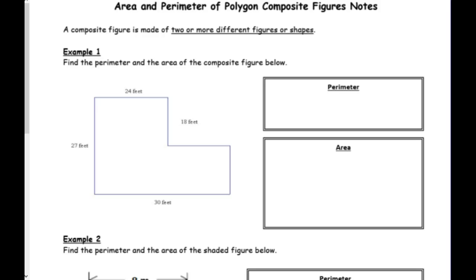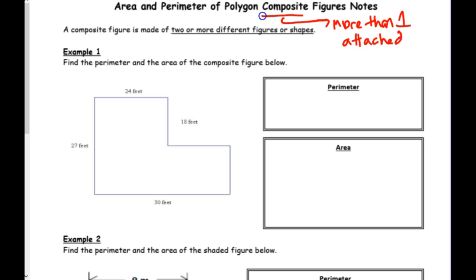Area and perimeter of polygon composite figures. What does composite mean to you? Any ideas? Composite. It's kind of weird because there's more than one shape stuck together. Okay? So make a little note right here. Composite just means more than one, and it is attached together.